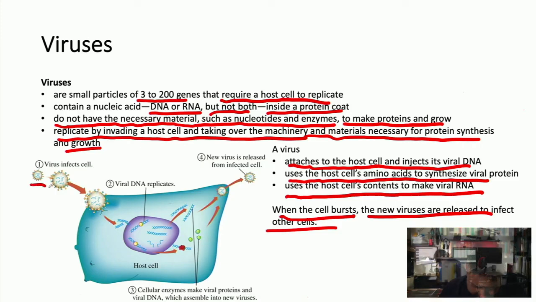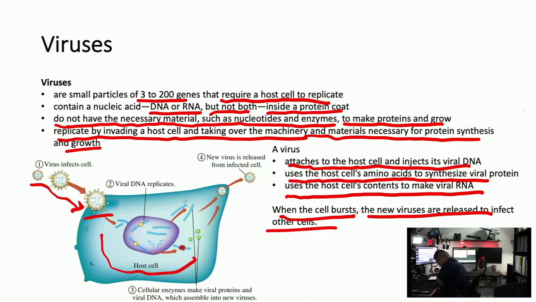So here you have a virus, and it's attaching itself. Almost looks like the coronavirus. I'm sure that's a coronavirus. And it goes inside the bacteria, the cell here, and it injects its DNA, using the polymerases and the amino acids inside the host cell to make more DNA. And then the cell bursts, and the viruses go out and infect more cells.